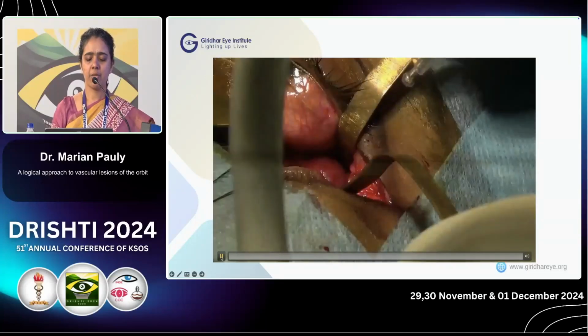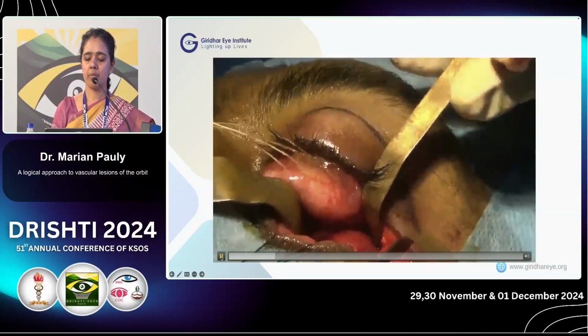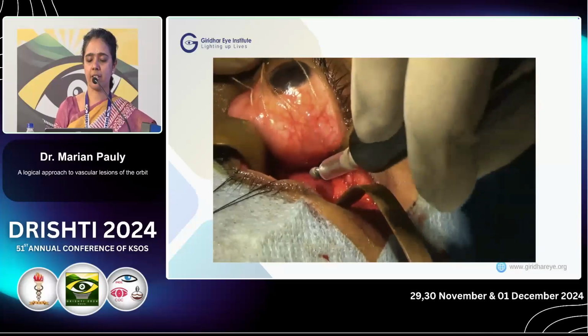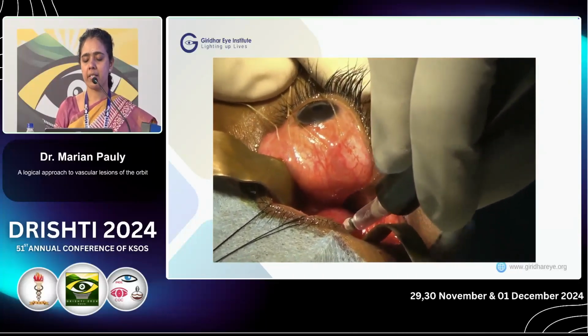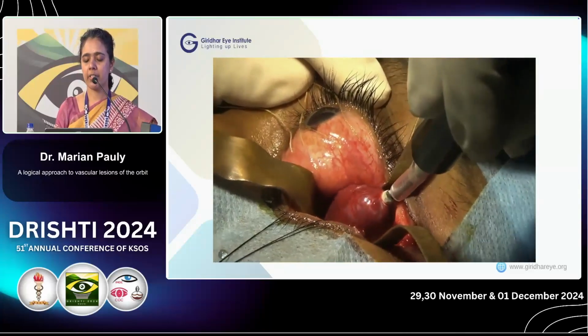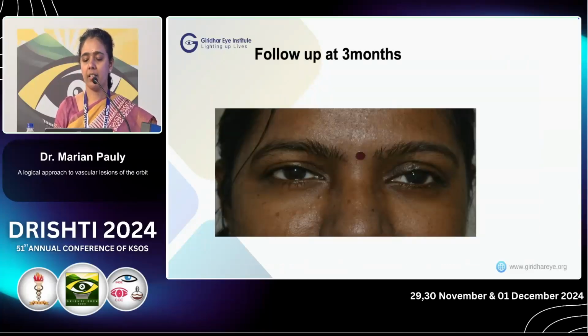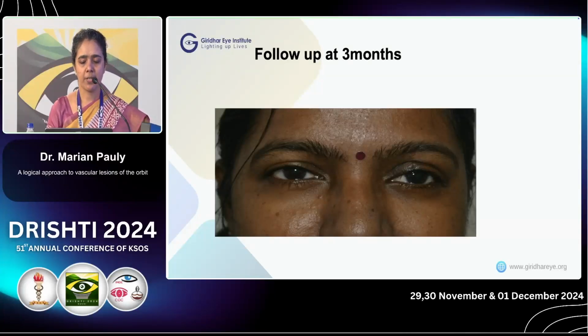I'm just showing basically all cavernous hemangiomas; we always do cryo-assisted extraction after doing the lateral orbitotomy. The main thing is, if it is in an accessible quadrant, it is very easy. Otherwise, you have to combine 2 approaches, lateral orbitotomy and lid split. So she is doing well at 3 months.